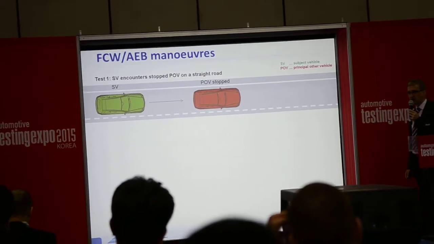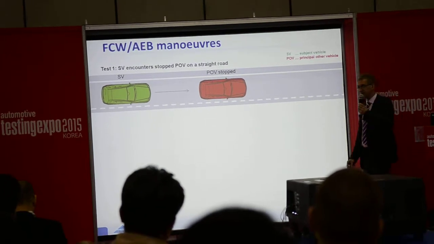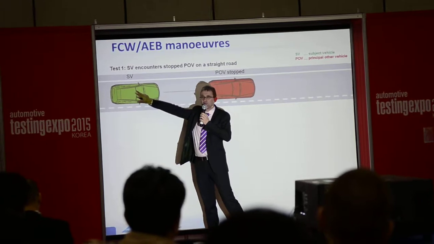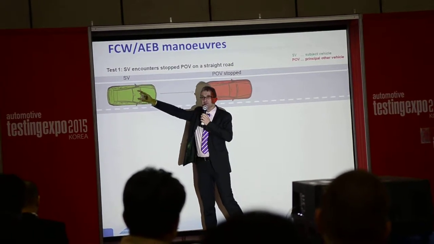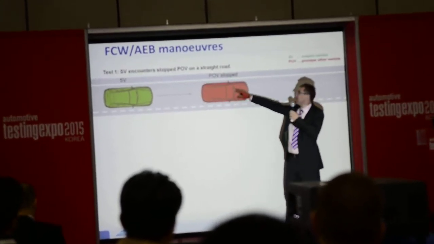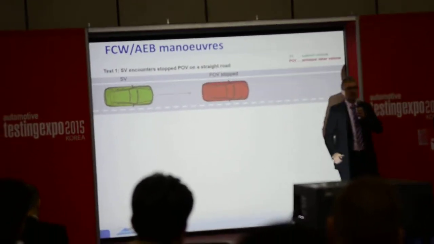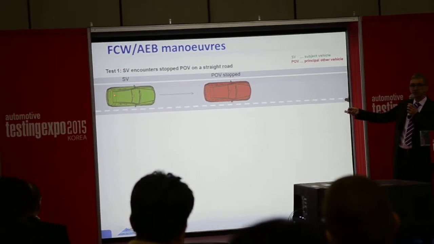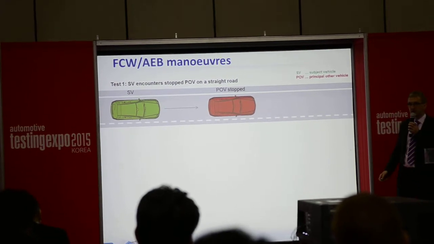So now I would like to show you a little bit which maneuvers the NHTSA is defining. Basically what we always have is one car that we test, it's called either the vehicle under test or the subject vehicle, our green car, and then we have this red car, which is a principal other vehicle. And in this first test procedure, what is happening is that our subject vehicle is encountering a stopped principal other vehicle on the road.